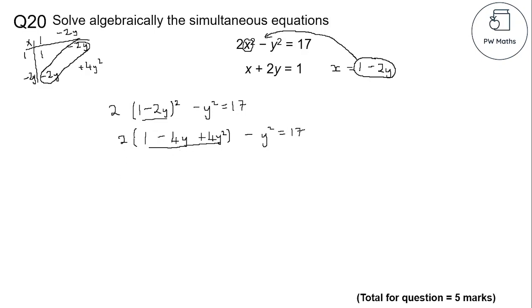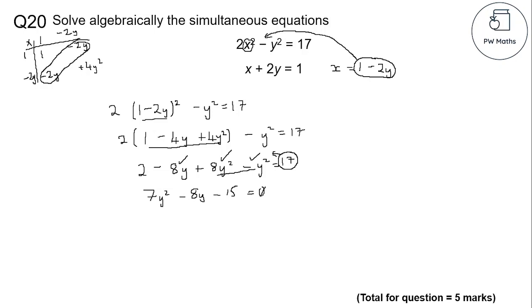I think there's an awkward bracket here, so let's just expand that. 2 times 1 minus 2 times 4y plus 2 times 4y squared minus the y squared equals 17. Now quite clearly here we've got a quadratic, but quadratics are supposed to equal 0, so let's move that 17 and tidy up this 8y squared minus y squared. 8y squared minus y squared is 7y squared minus the 8y, and 2 minus the 17 gives me an answer of minus 15.